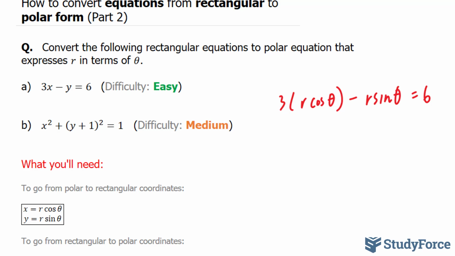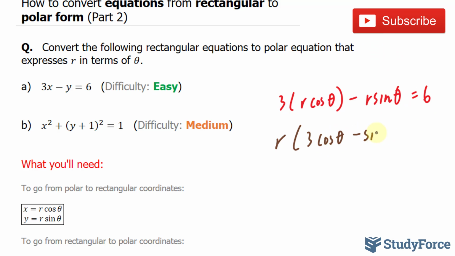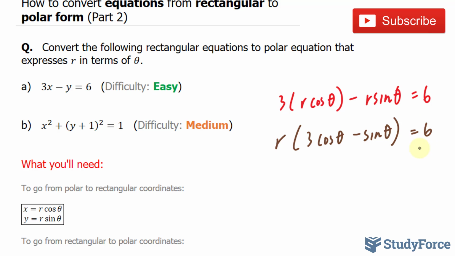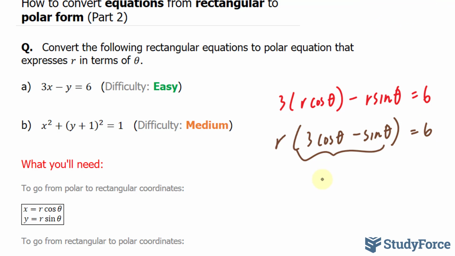Like I mentioned, this is the easy part. The hard part comes when it's time to solve for r. Notice that both of these terms have an r in common, so we'll factor that out. This gives us r times 3 cosine theta minus sine theta is equal to 6. And now we divide both sides by this factor, where we have r is equal to 6 over 3 cosine theta minus sine theta. That's the answer for A.